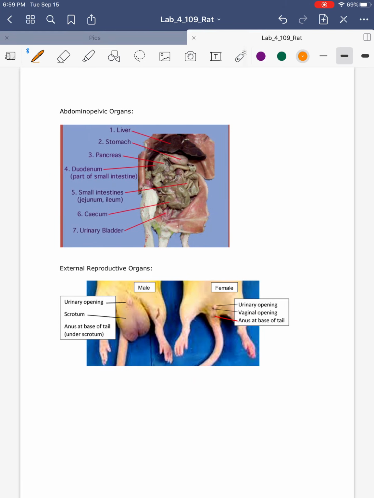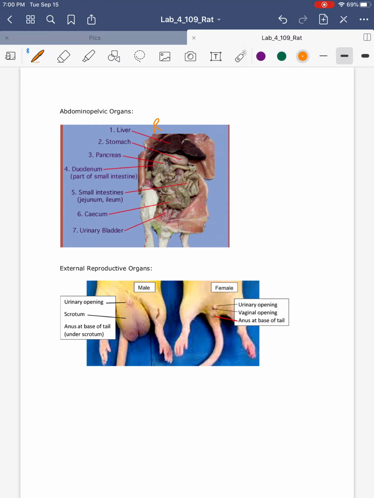When we get to the abdominal pelvic organs, they are identified very similarly to what they are in the human. So our upper right quadrant, we have the liver, right? This whole thing is the liver. The gallbladder, it is there, but it's kind of hard to see. So if I was going to ask you the gallbladder, it would just be right underneath the liver.